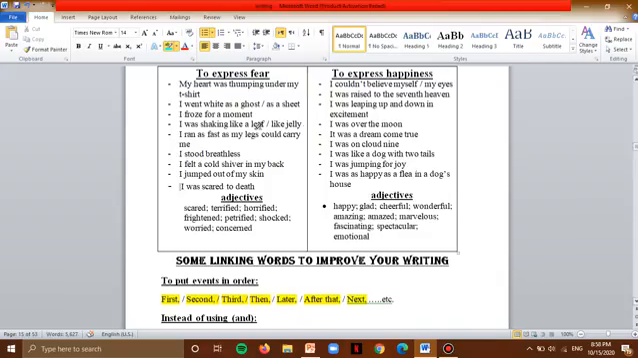I froze for a moment. Okay, I was shaking like a leaf or like jelly. I ran as fast as my legs could carry me. I stood breathless. I couldn't breathe. I felt a cold shiver in my back. So shiver is like you start shaking. Okay, I jumped out of my skin. I was scared to death.